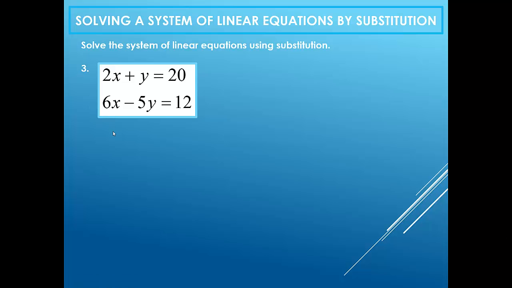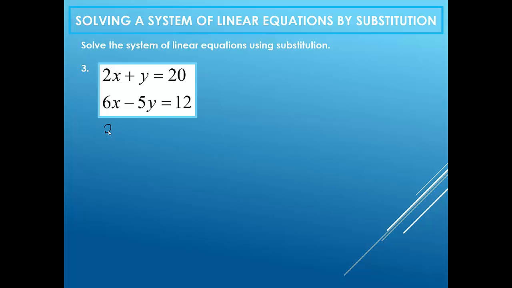And now for number 3, I'm going to solve the system of linear equations using substitution. So I have 2x plus y equals 20, and I have 6x minus 5y equals 12. On both of these, you can see that I don't really have anything I can substitute in right now. So I need to solve one of my equations for y or solve one of them for x. Let's go ahead and take the first one and solve it for y.